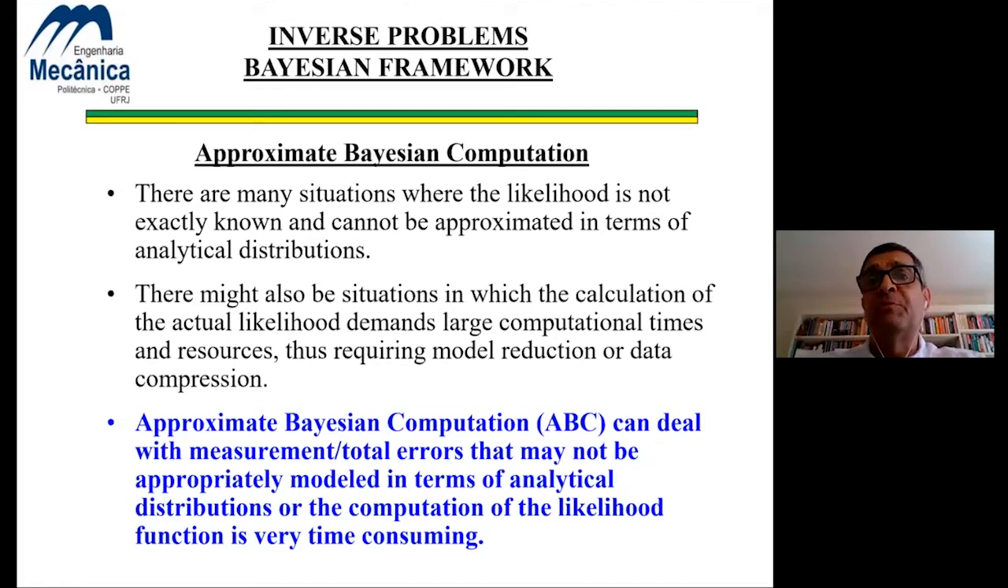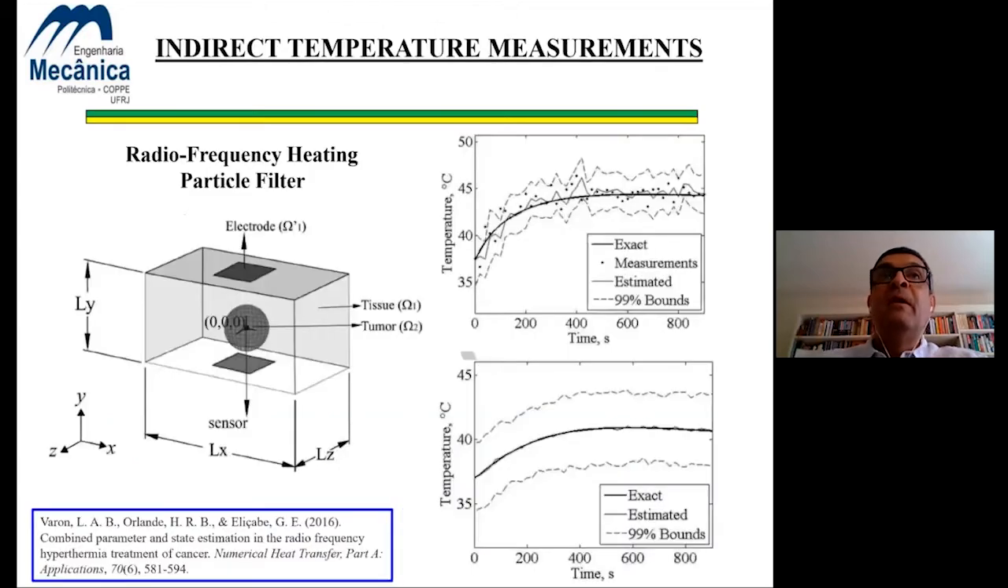For these situations, approximate Bayesian computation can be applied because it can deal with measurements or total errors that may not be appropriately modeled in terms of analytical distributions, or where the computation of the likelihood function can be very time consuming. Now, I would like to present some of our past and current works.